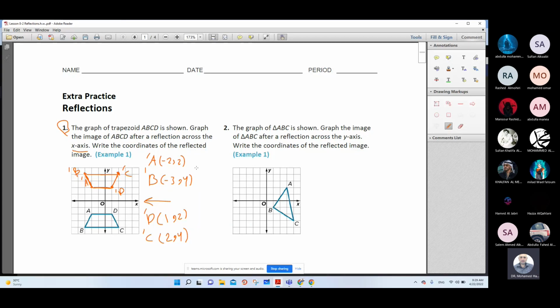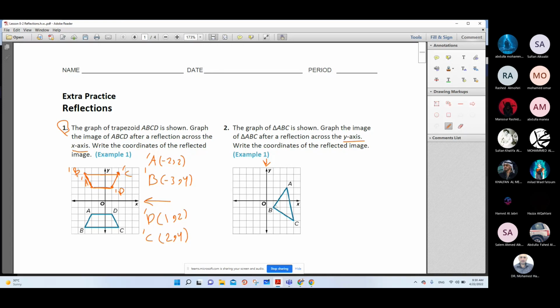The same idea. I have here the pre-image triangle, and we have the line of the reflection, the y-axis. This is the y-axis here. So we want to find a reflection. Then we want to write the coordinates of the reflected image.